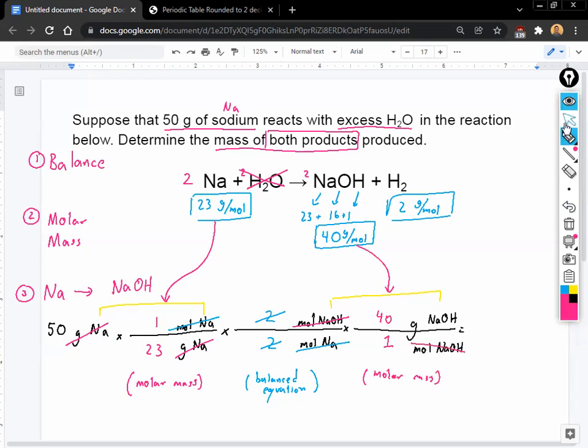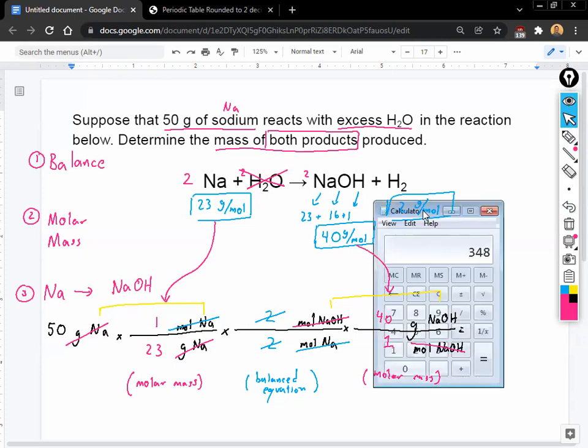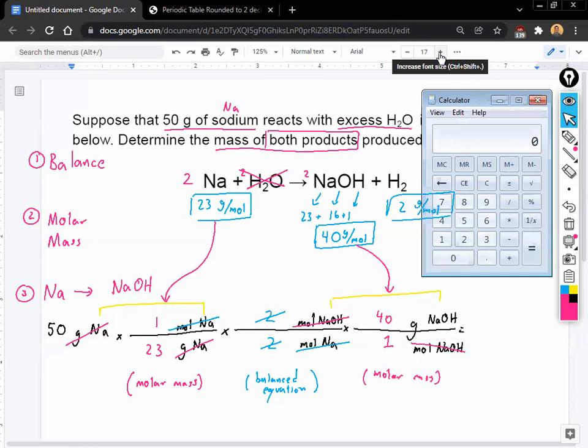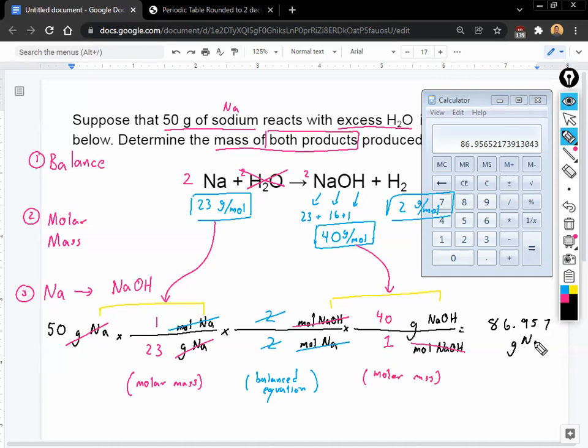All right, let's plug it into the calculator. Remember, you multiply everything on the top and divide everything on the bottom. So we start with 50. 23 is on the bottom, so we divide by 23. Then we can skip the second one because everything got crossed out, times 40. Your final answer is 86.95, and I'm going to round that up to 7. So your final answer is 86.957 grams of NaOH.